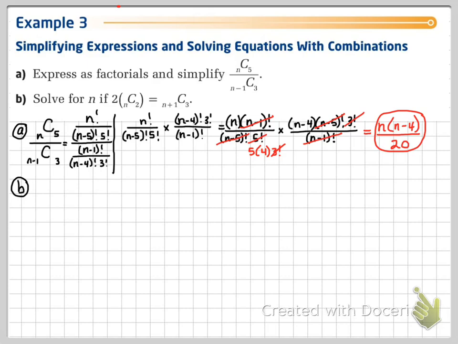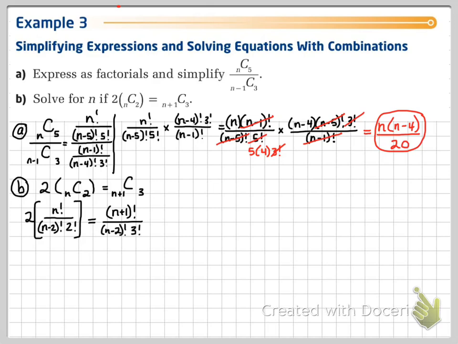Part B. Solve for n. We're going to solve an equation now where we have 2 times n choose 2 equals n plus 1 choose 3. All right. Well, just write that out first of all. Now we're going to write it as factorials. We're going to have 2 times n factorial over n minus 2 factorial times 2 factorial, and that's going to equal n minus 1 factorial over n plus 1 minus 3, which is n minus 2 factorial, times 3 factorial.